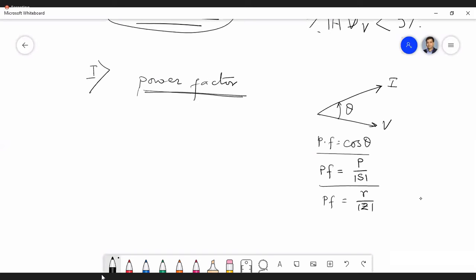Anything else? How much current leads or lags the voltage, the cosine of that angle. That is the first definition I have written. Okay, so this one. In all these definitions, we are assuming one thing. What is that?